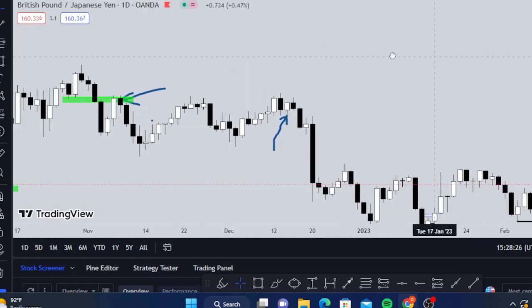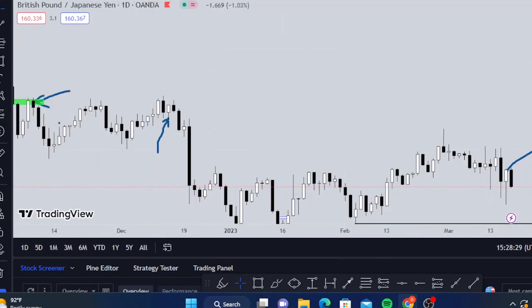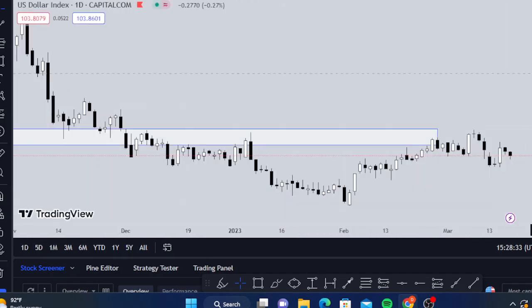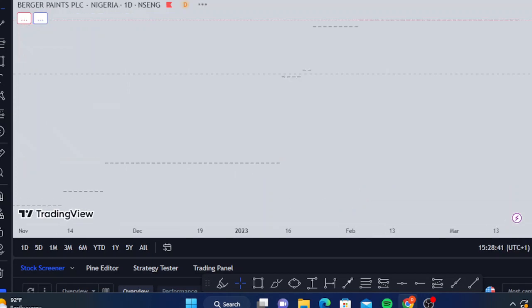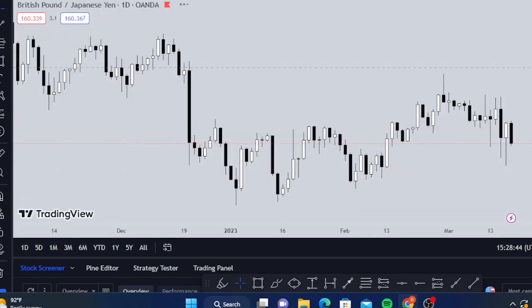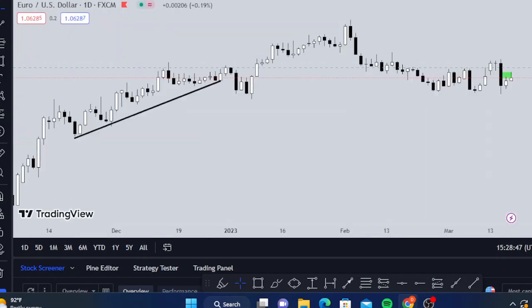So this is it. Let me go to another pair so that I'll show you that this thing does not only happen on GBP JPY.